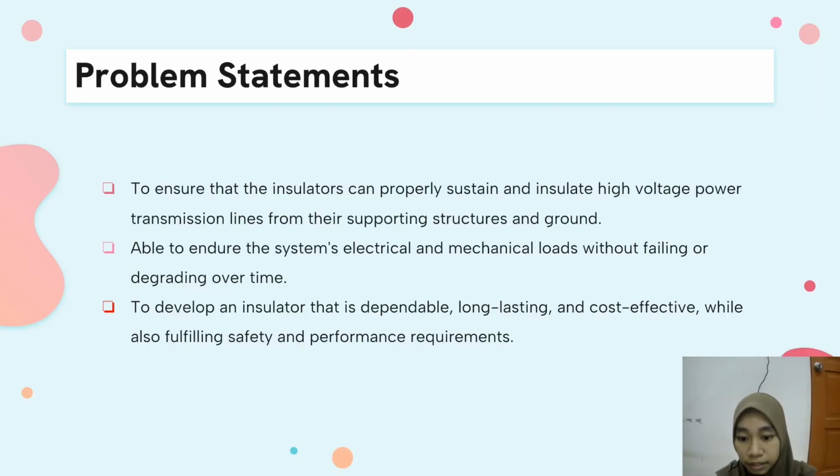For the problem statement, when constructing a headline insulator, the problem is to ensure that the insulator can properly sustain and insulate high voltage power transmission lines from their supporting structures and ground. So this insulator must be able to endure the electrical and mechanical loads such as lightning strikes, wind, and temperature fluctuations without failing or degrading over time. The objective is to develop an insulator that is dependable, long-lasting, and cost-effective, while also fulfilling safety and performance requirements.